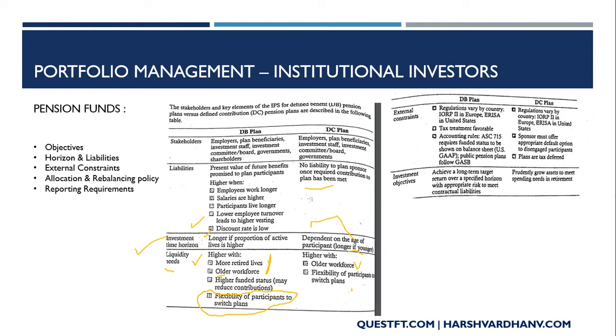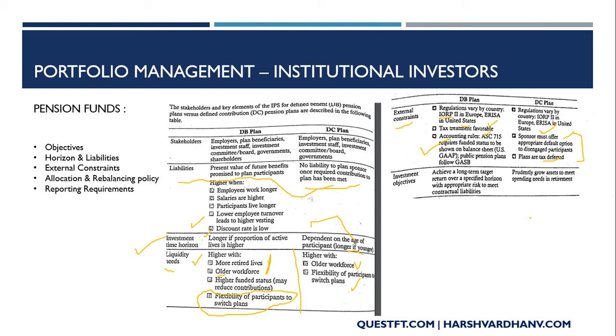This is again the same. So the basic difference will not be there in liquidity, investment horizon, and all those things. The major difference is only between the liabilities and the sponsorship. External constraints: it's regulated by IORP in Europe and ERISA in the United States. Same. Tax treatment is favorable. Obviously, it's a very long-term investment. Plans are tax deferred. Here, the tax treatment is favorable.